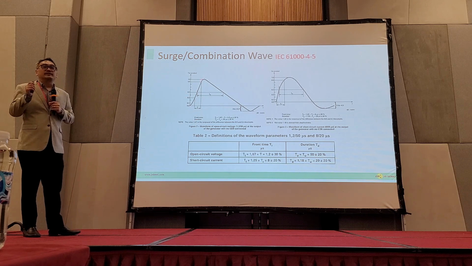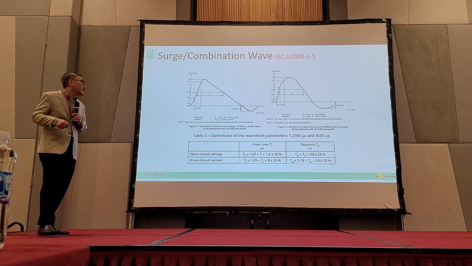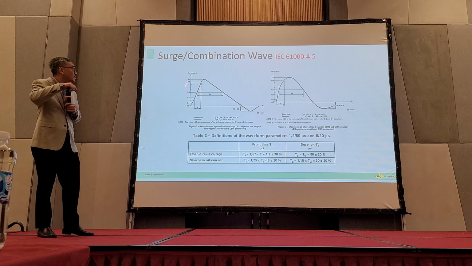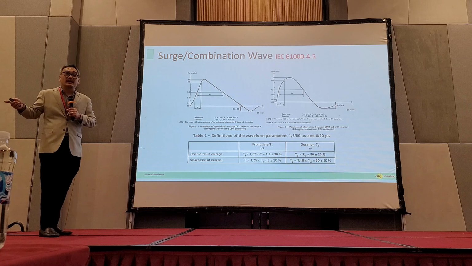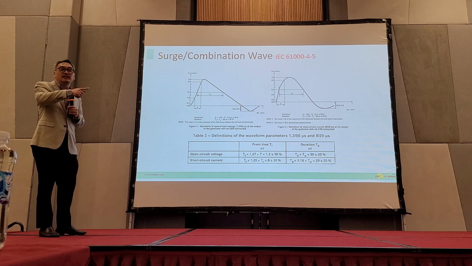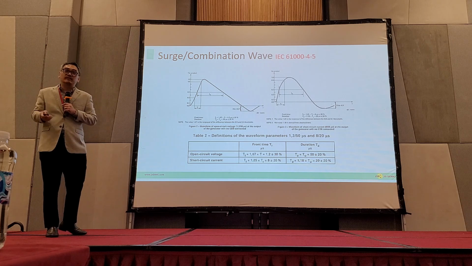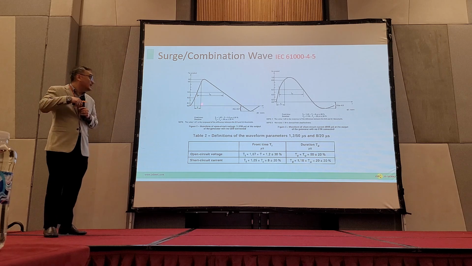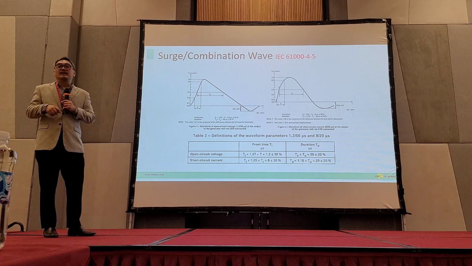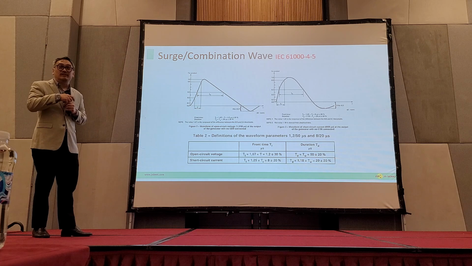The rise time is 1.2 microsecond with a pulse width of 50 microsecond. So this is one surge. Before, for example at 4 kV, the rise time was 5 nanosecond and the pulse width was only 50 nanosecond. Now we are talking about 1.2 microsecond of rise time, and the pulse width is 50 microsecond. So it is almost 100 times the energy. That's why surge is a destructive test.